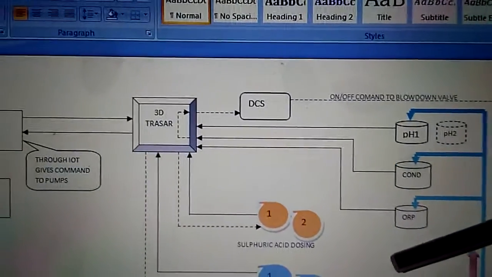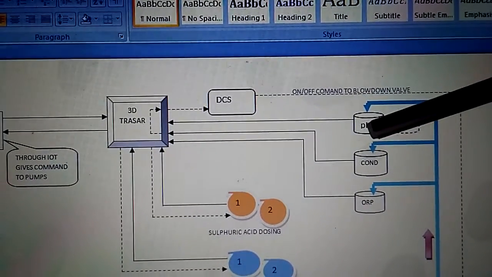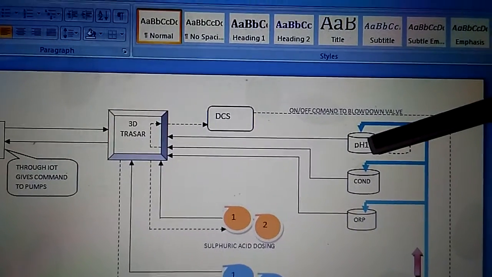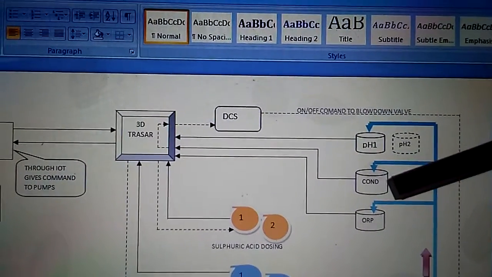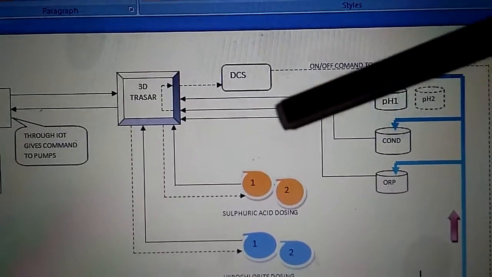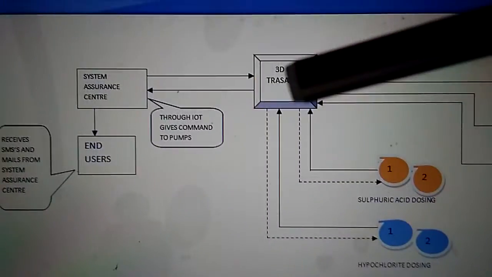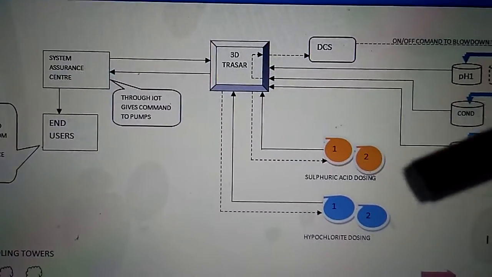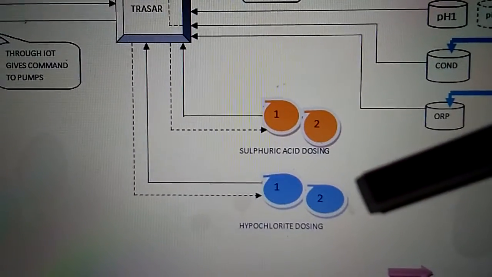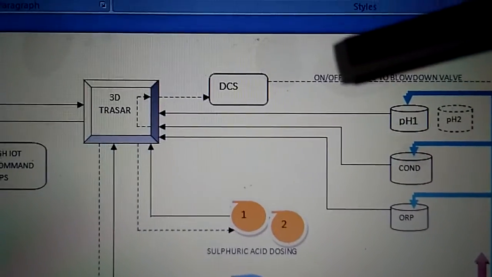Now this 3D tracer is also connected to different core systems. The pH probe gives feedback to the 3D system, the conductivity probe gives feedback to the 3D system, the ORP probe in a similar fashion gives feedback to the 3D tracer system, and the 3D tracer system is again connected to the dosing systems, the sulfuric acid dosing system and the hypochlorite dosing system. Also, it gives feedback to the unit control room DCS.